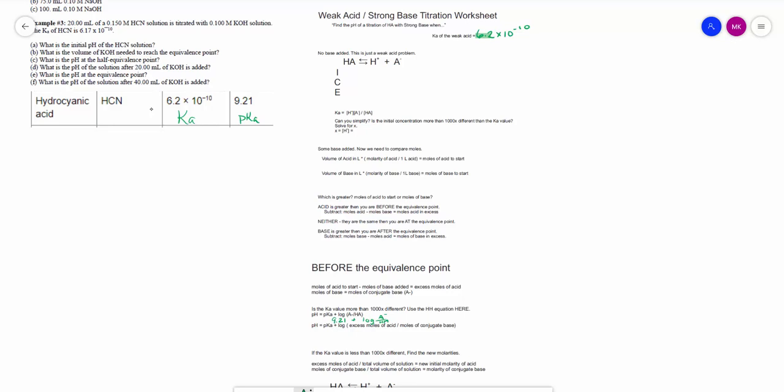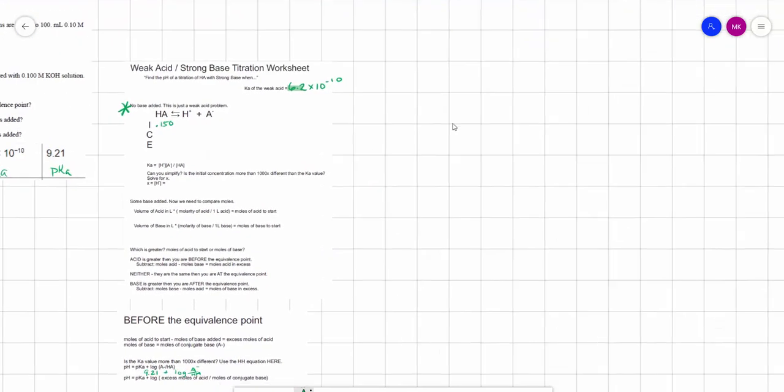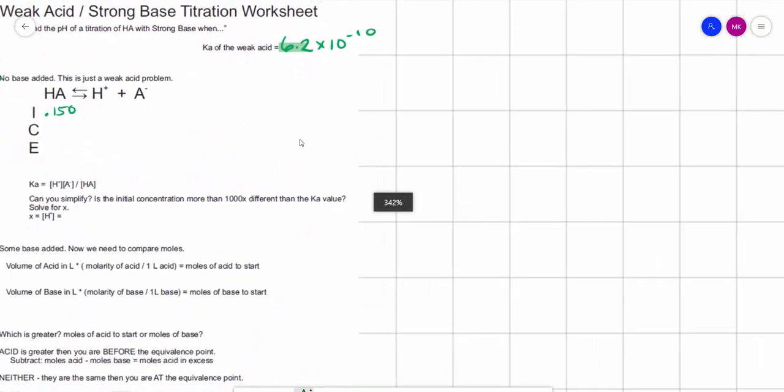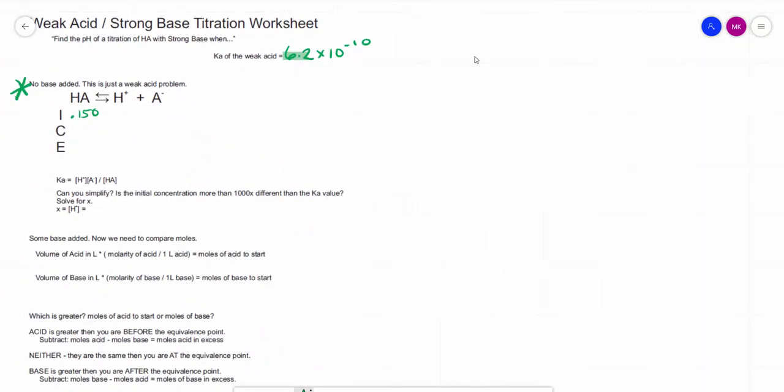So an initial pH means no base has been added and it is just a weak acid problem. So we only need the concentration of the weak acid. So I'm going to put that here. Now let's zoom in just a little bit over here and work this problem. So we have our HA, we have no initial H plus or hydronium ion, and we have no conjugate base. We're going to change this in order to establish our equilibrium. So we're going to change it by some value X. So we will add to the product side and subtract from the reactant side.